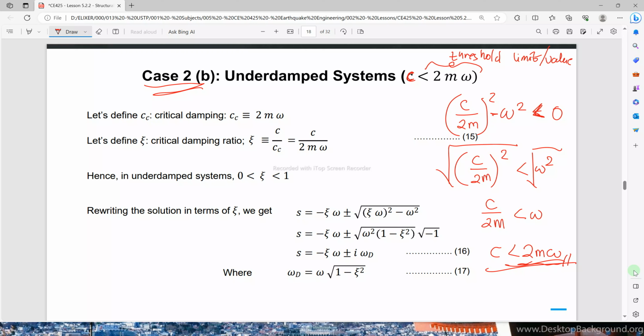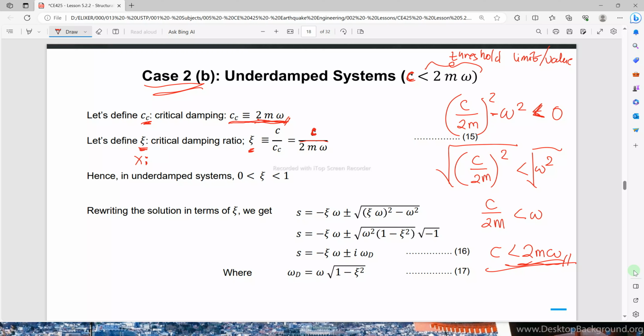Now we introduce another notation, c sub c. We call this our critical damping. This is the 2m omega. We have another value, the Greek letter xi. This represents our damping ratio, that is the coefficient of damping of the object over the critical damping.